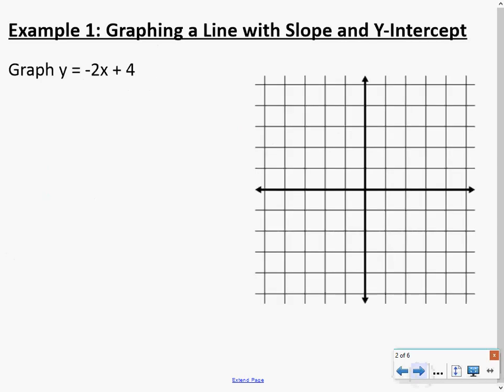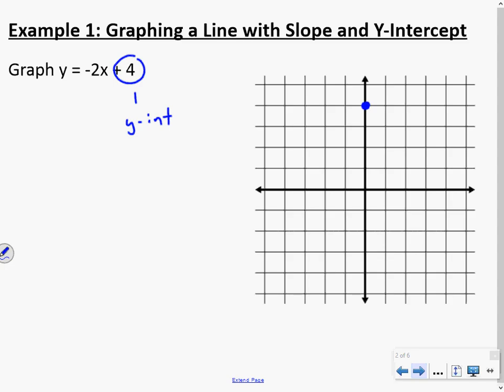So let's look at how we can graph linear equations super easily when they are written in this slope-intercept form. When we're given a slope and a y-intercept, graphing is super easy because we can take our y-intercept and plot that point first. So we're going to go 4 up on the y-axis. Okay, we can plot our y-intercept.